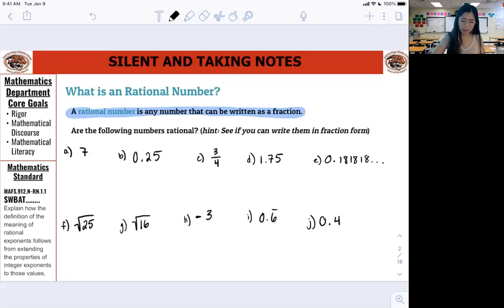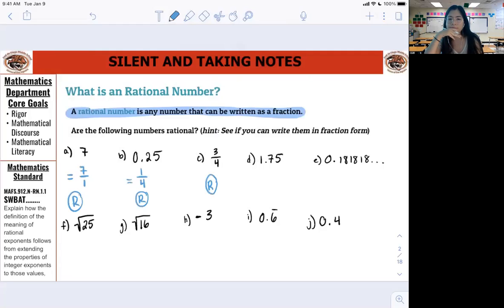So let's start with the number 7. Can you write that as a fraction? Yes. How do I write the number 7 as a fraction? 7/1. So this is rational. I'm just going to put an R. How about 0.25? I believe 1/4. Yeah, 0.25, that is 1/4. So therefore, this is a rational number. That's good. 3/4, that's already a fraction. Don't have to do any more work. That's a rational number.